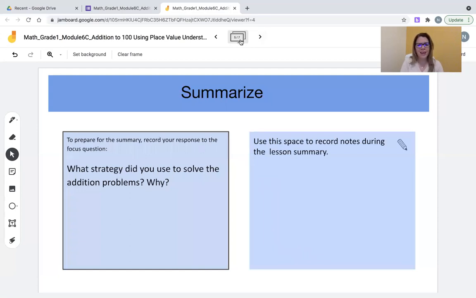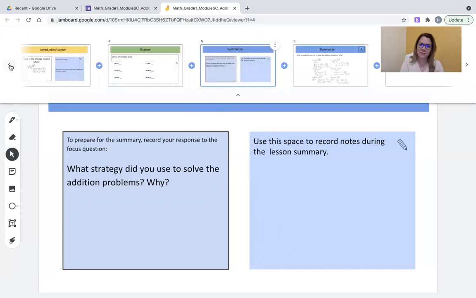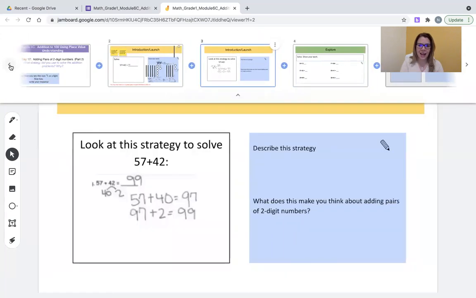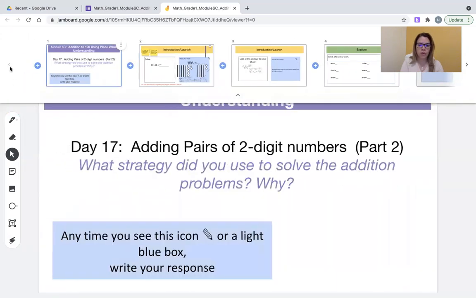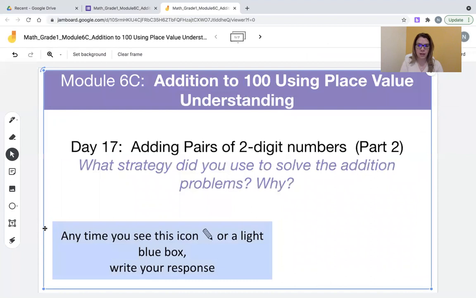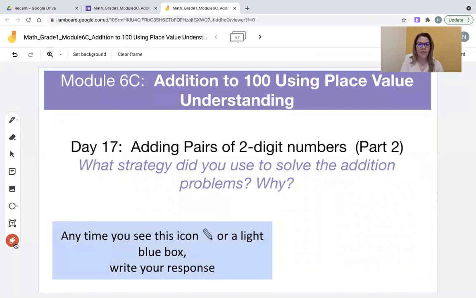Why? Again, this is Miss Pagan, and today I have shown you how to use the Google Jamboard tools of both the online base 10 blocks and also the sticky notes for our focus question. What strategy did you use to solve the addition problems?